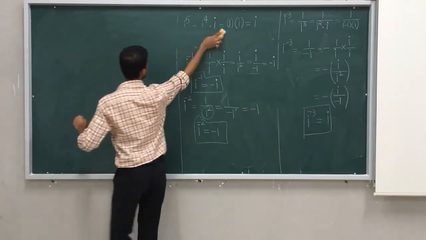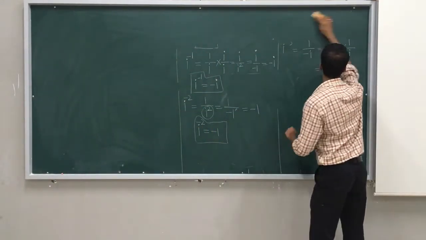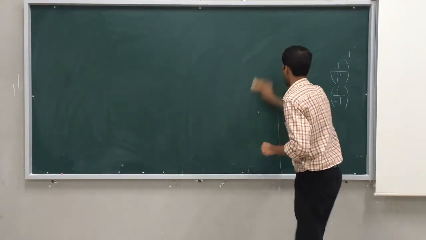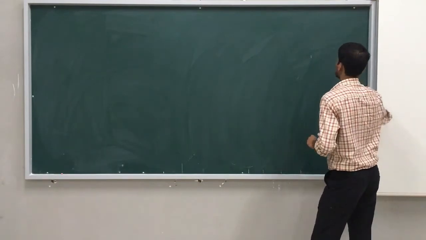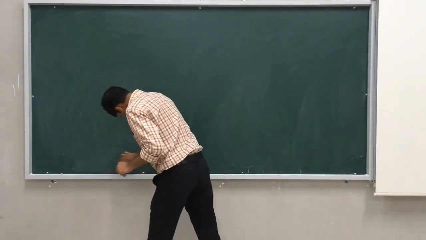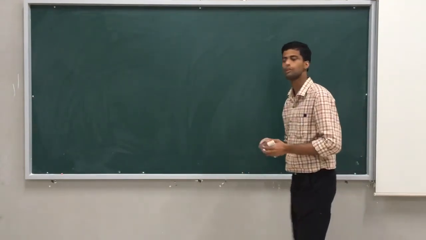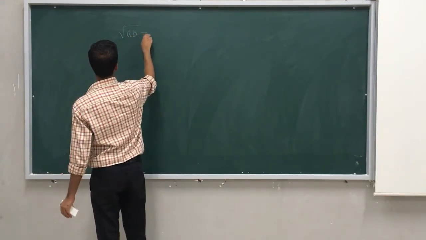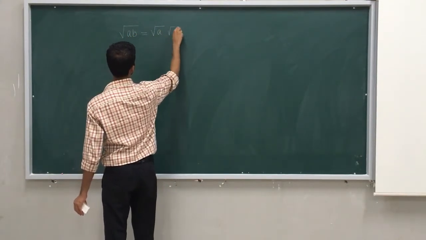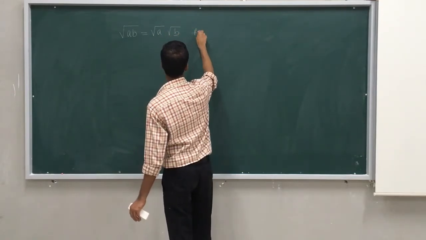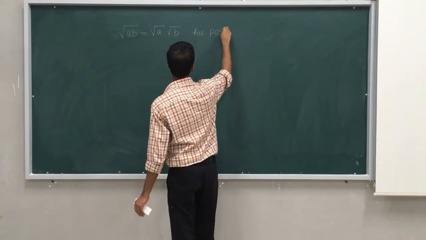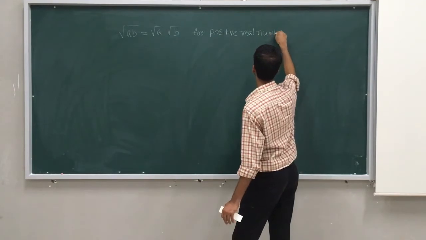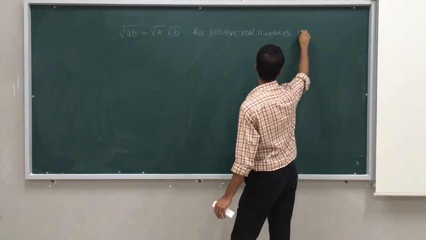I want to give you, you may take it as a note or whatever, it's up to you. I want to tell you one important idea to people. That idea is, we all know that root AB is equal to root A into root B for positive real numbers A and B.